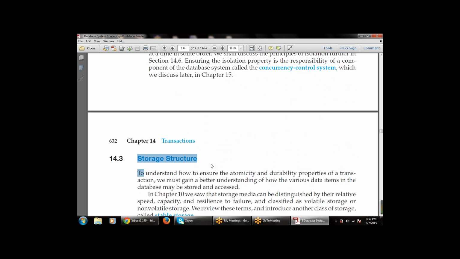Next is the storage structure, that is, how to maintain it and what the requirements for the storage structure are. To understand how to ensure the atomicity and durability properties of a transaction, we must gain a better understanding of how the various data items in the database may be stored and accessed. That is, how to maintain the database and how to access the database that is available in the database storage.